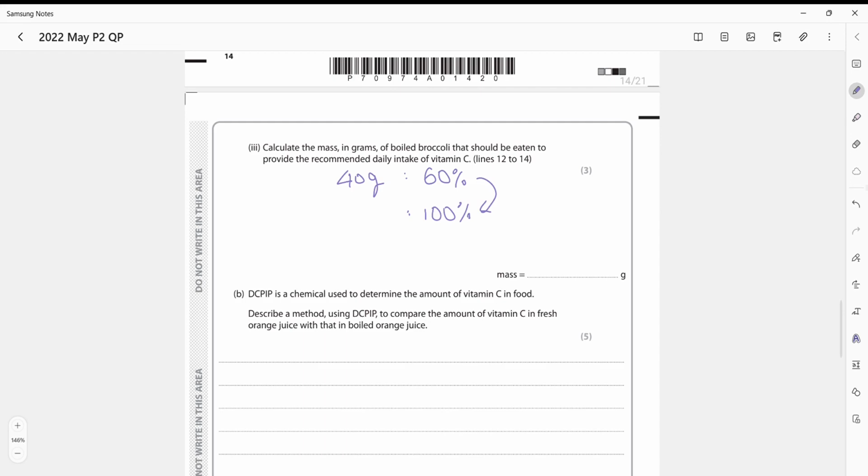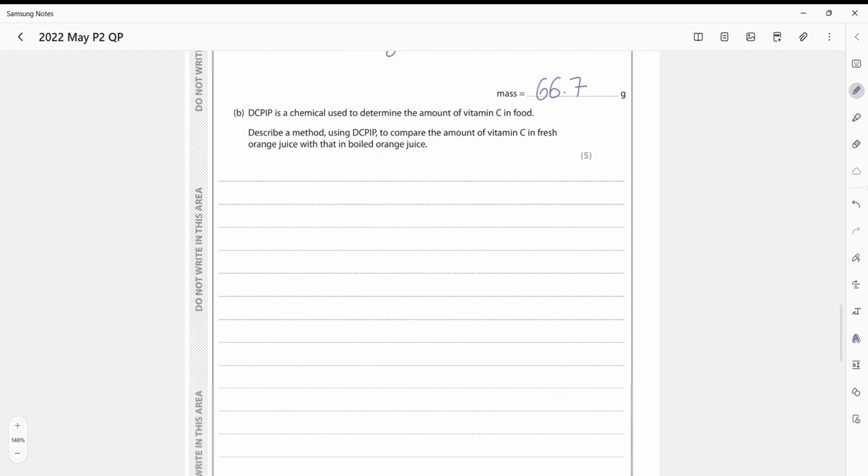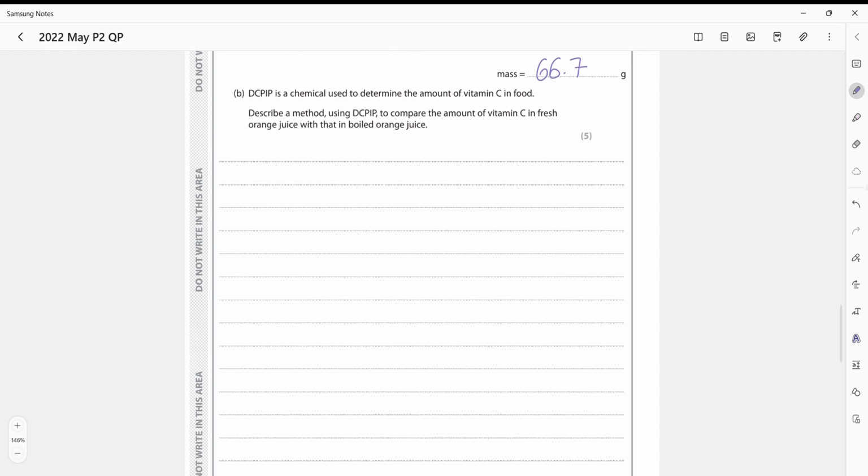So to get this from 60 to 100, we need to divide it by 60 and times by 100. And we would do the same thing on this side. We would times that by 100 divided by 60. So 40 divided by 60 times 100, that would give us 66.67 grams. So we can write that as 66.7 grams.